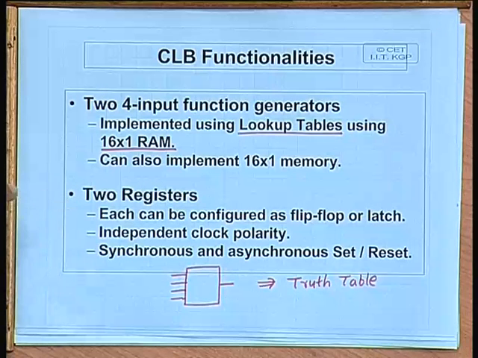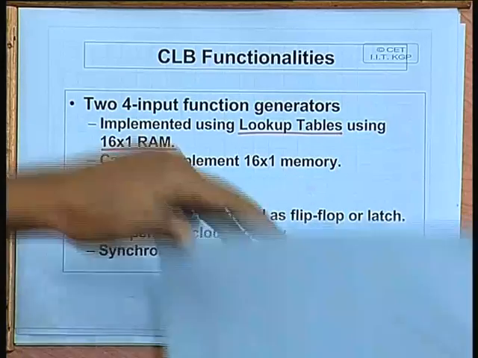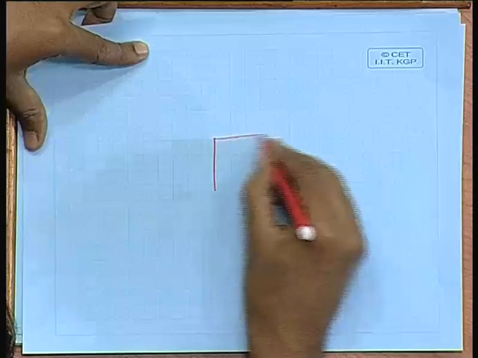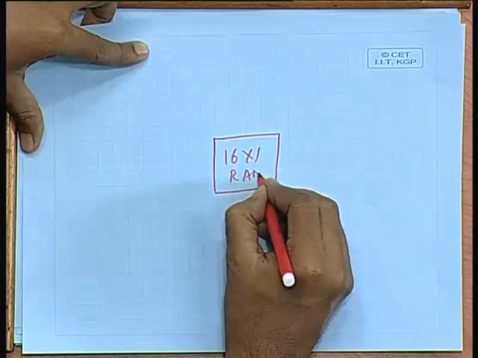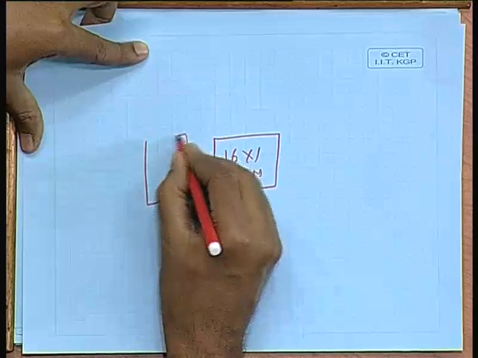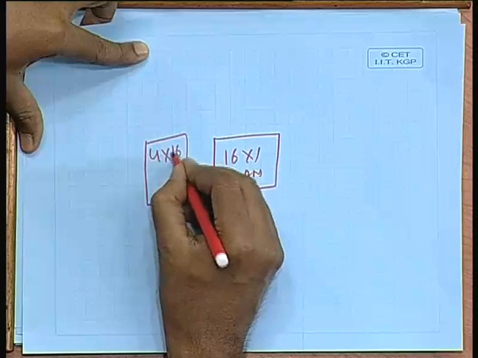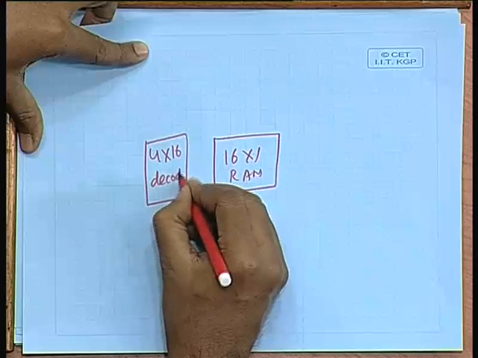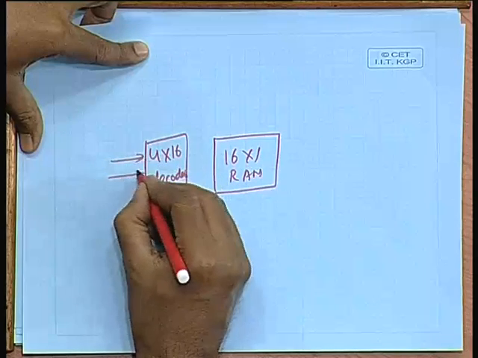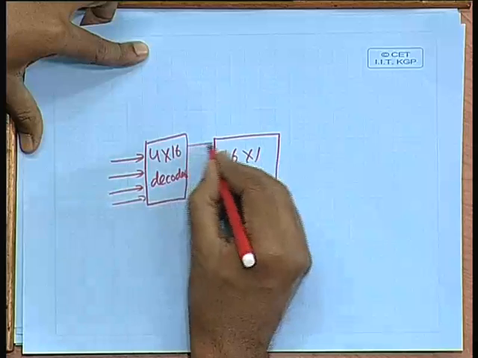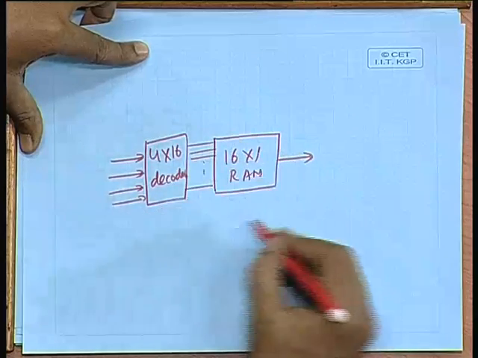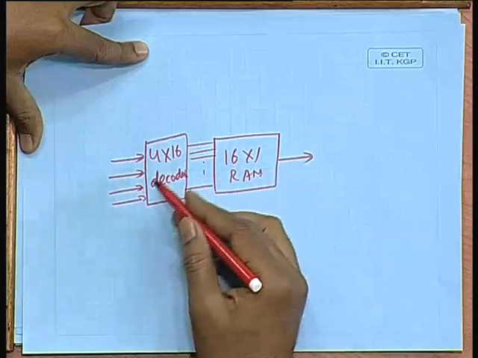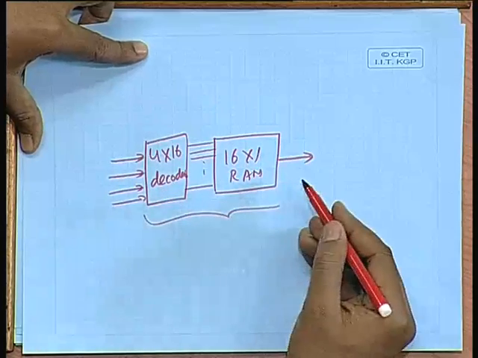then if you can have an architecture like this, say you have a 16 by 1 RAM and you have a 4 to 16 address decoder. Okay. So, the inputs are fed here, this decoder will select the memory location and this is your output. So, in this way you can realize any combinational function.